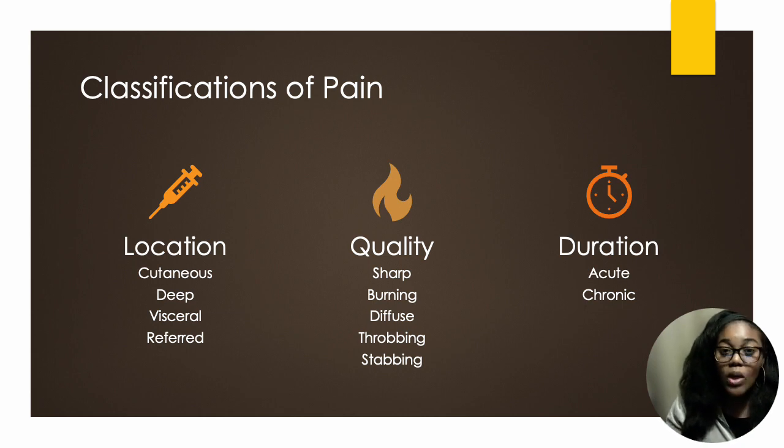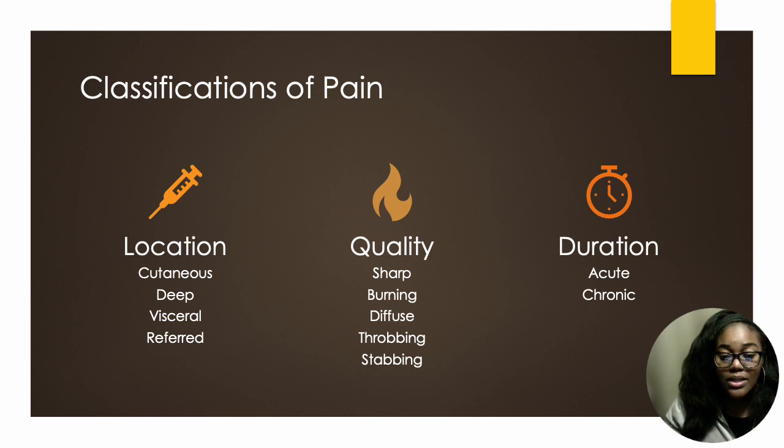So the first thing you want to look at with pain is the location. You have cutaneous pain, which is on the skin, of course. You have deep pain. You have visceral pain, which normally involves the organs, and you have referred pain. And again, that helps with where they're saying that it is. So they may tell you exactly where it is.